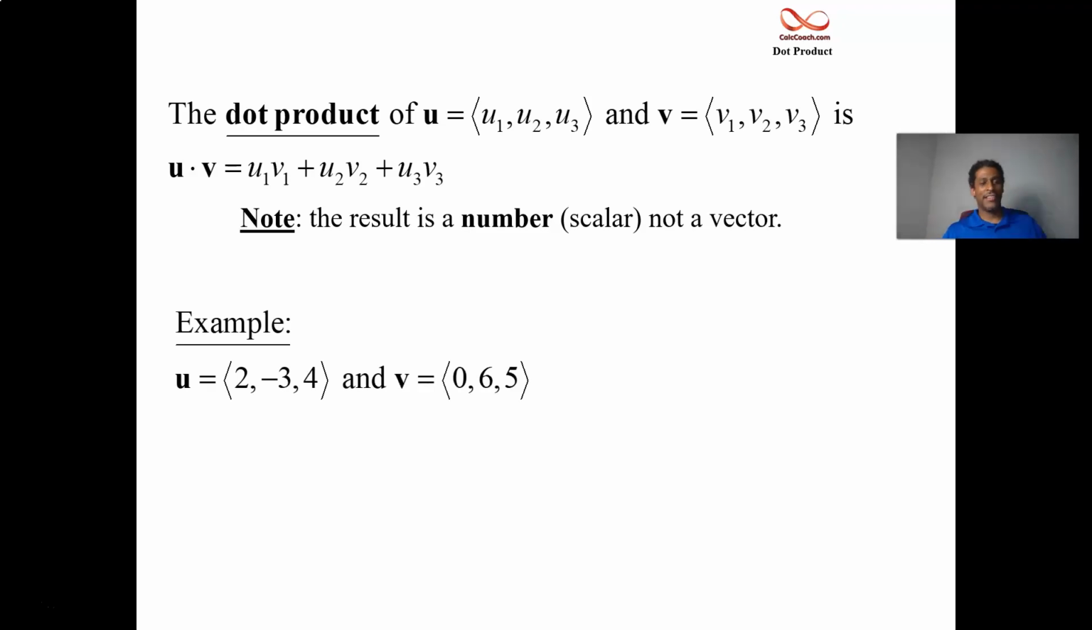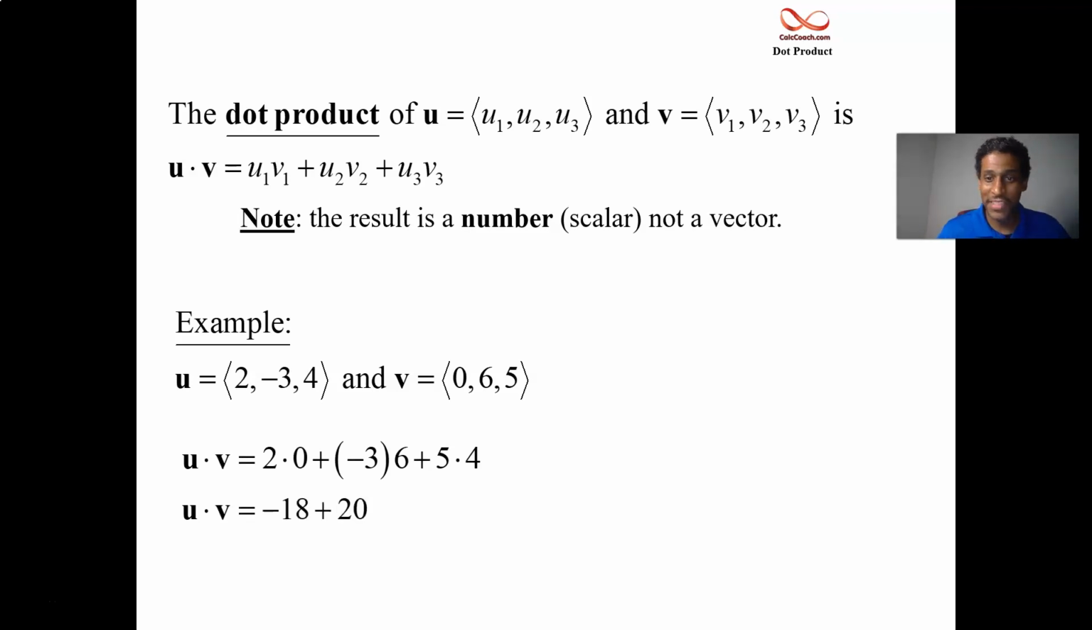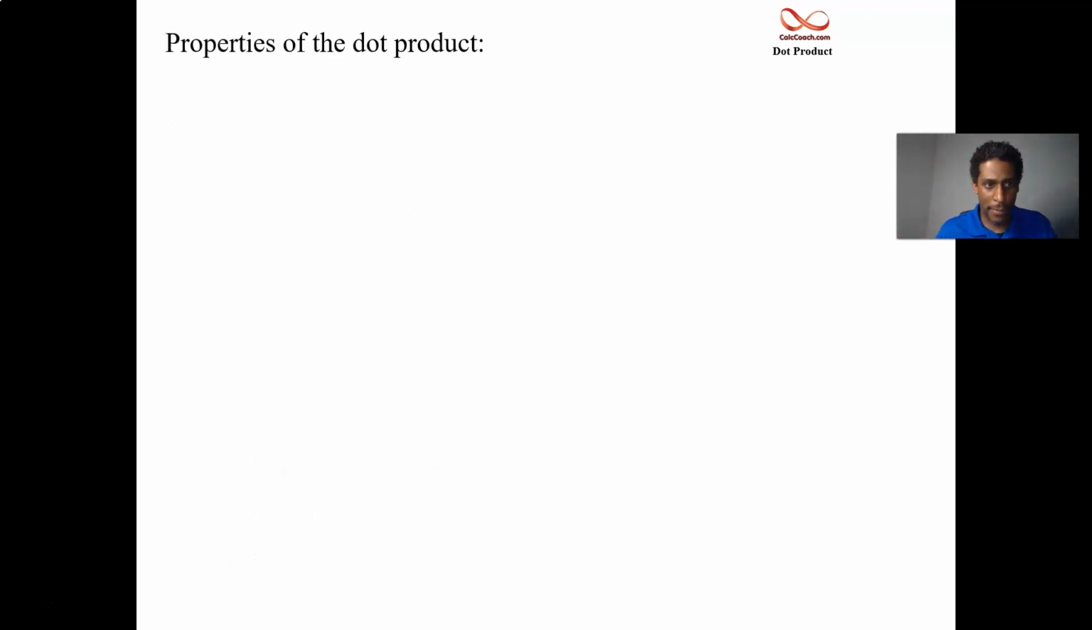Let's see it. 2, -3, 4, 0, 6, 5. Multiply component wise, add them up. So we get a 0, a -18, and a +20. The dot product between those 2 vectors is 2. Just like that. Easy calculation. It's going to be one of your favorite calculations to make. It's amazing how useful it is and the properties that are possible behind it. This is directly related to the angle between the 2 vectors. It's crazy, but true. All right, let's take a look at some of those properties.